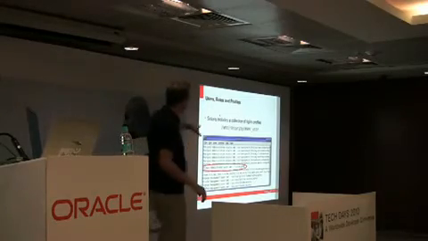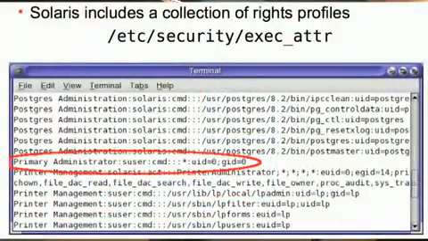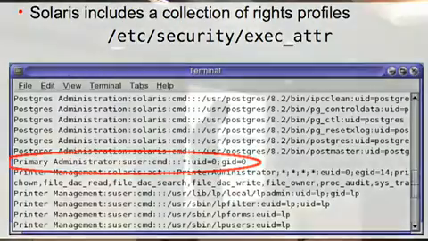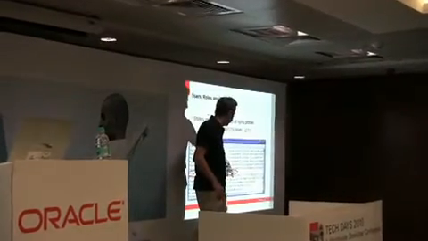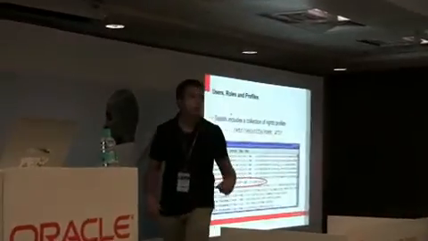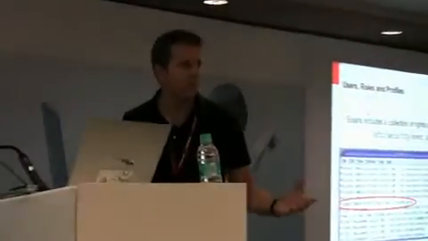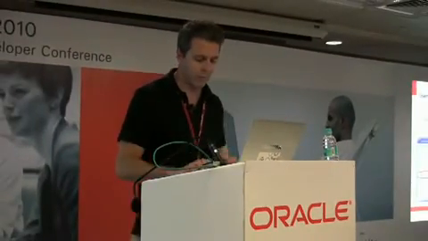There's this etc security exec_attr file, and in there you can see all these rights profiles that are named. Here's primary administrator. The primary administrator can execute anything as user ID 0. Who's user ID 0? Yeah, root. That's root. So basically, by giving myself this profile, I can sort of behave as root.